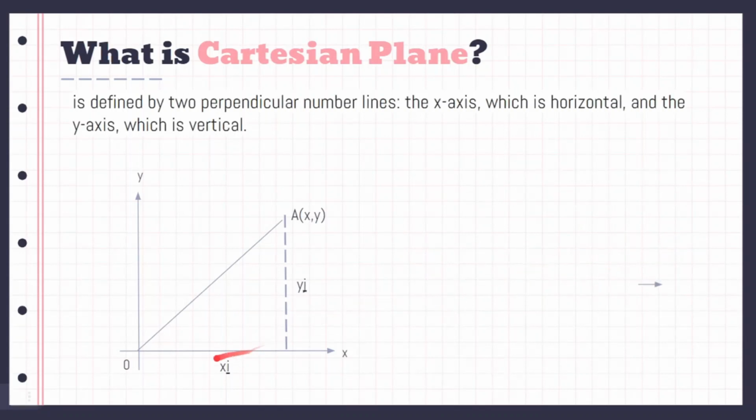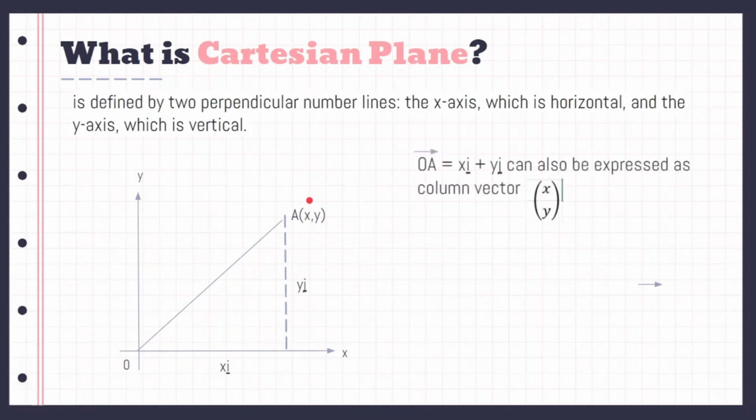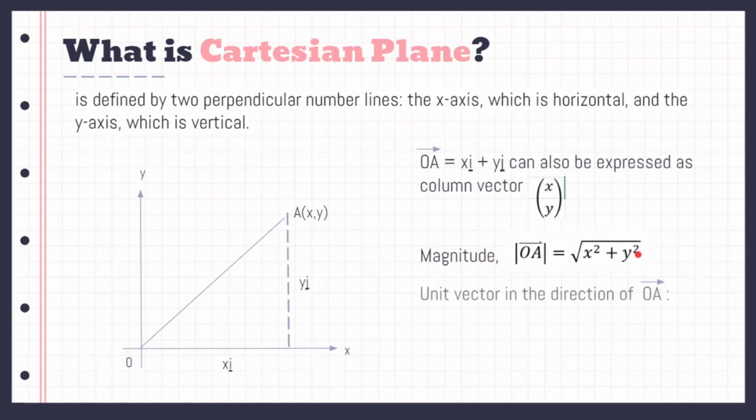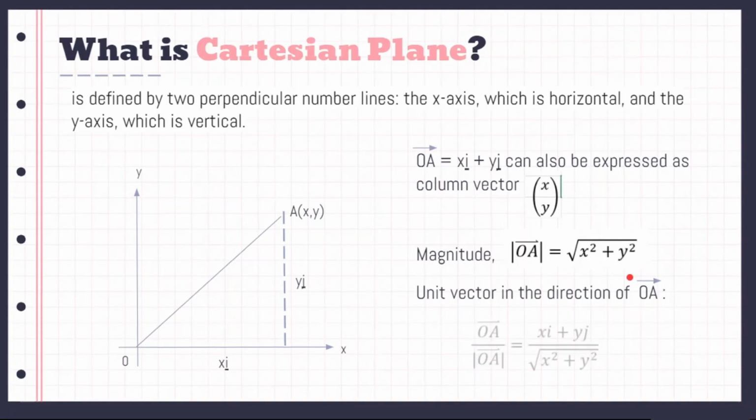In this diagram, OA can be expressed as xi plus yj, where x and y are positive values. It can also be expressed as a column vector. To find the magnitude of a vector, we can simply apply the Pythagorean theorem here. Like in this case, the magnitude of vector OA is equal to the square root of x squared plus y squared. And the unit vector of OA can be expressed as vector OA divided by its magnitude.